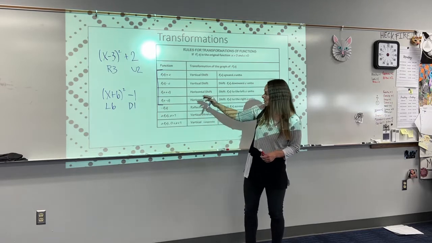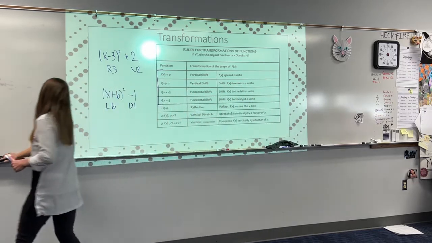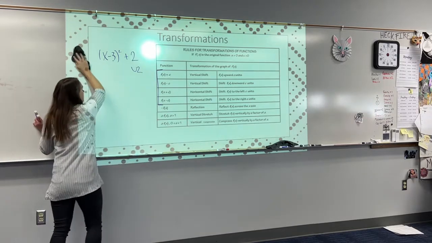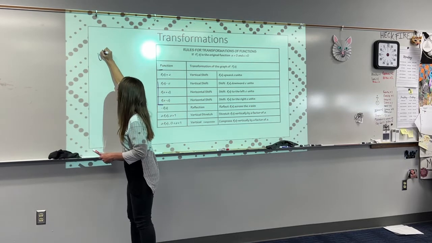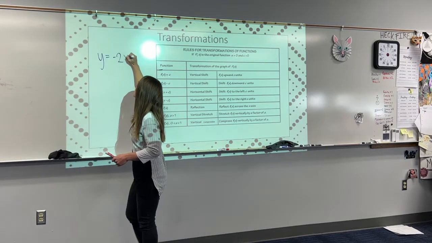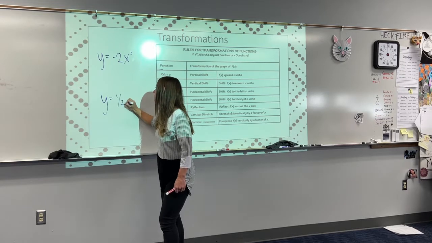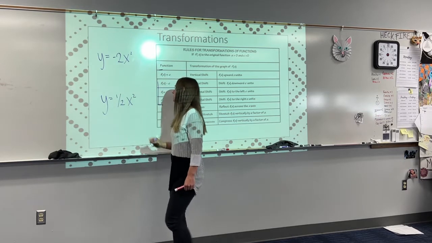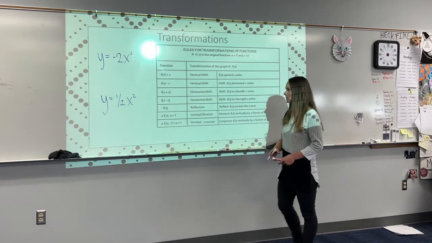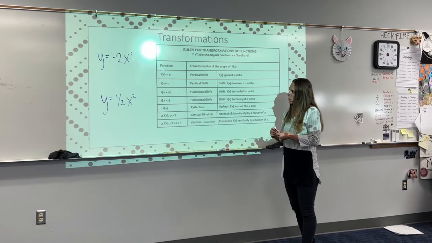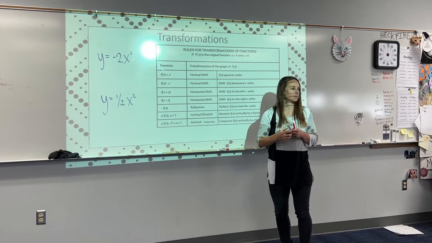Let's now deal with the last 3, and I can prove the last 3 for you in 2 problems. Let's do y equals -2x squared. Write this down. Yes, please. And then let's also write down y equals 1/2 x squared. What is true about a quadratic with a negative in front of it?